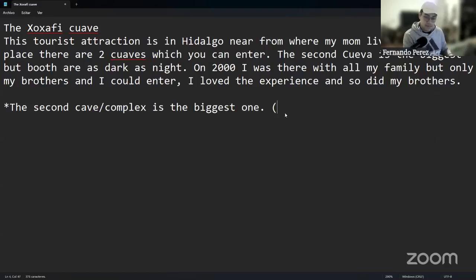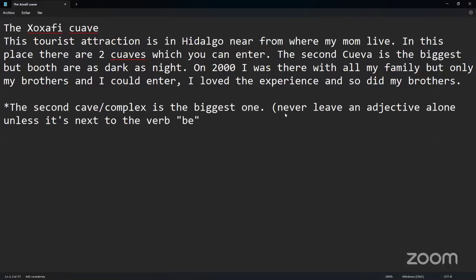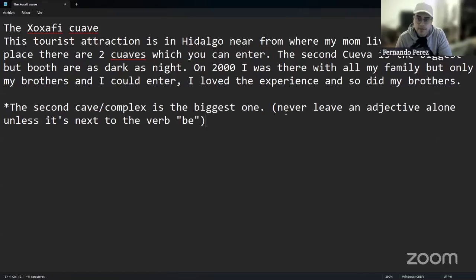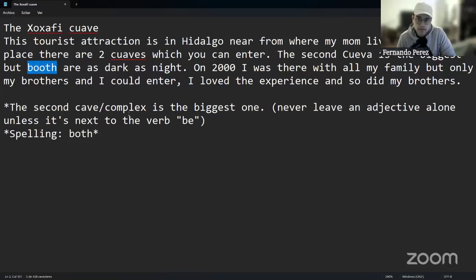That's the tip. Never leave an adjective alone, unless it's next to the verb be. The second case is the biggest one, but both, spelling of both. This is both. Okay, good. And that's it.